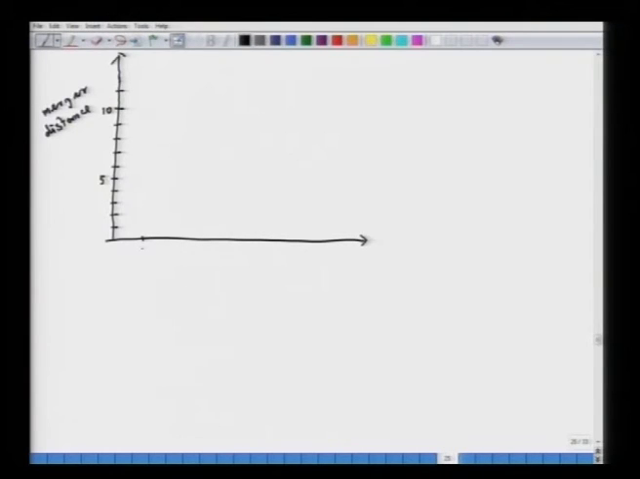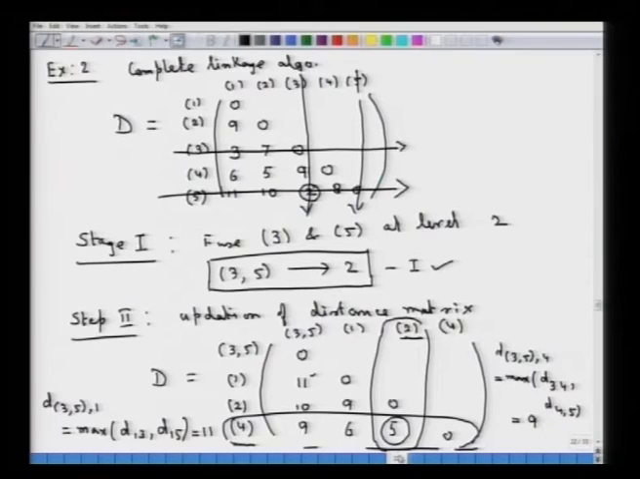So, there are cases 3 and 5 here, they have merged at a fusion level of just 2. So, they are the nearest among all the pairs of objects. So, that is the first information. So, we have taken care of this one.